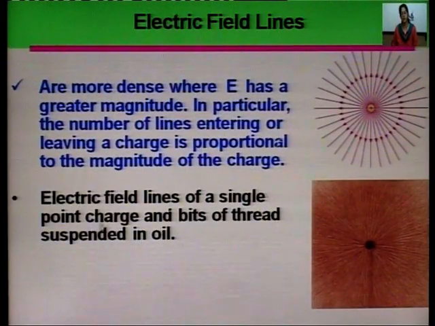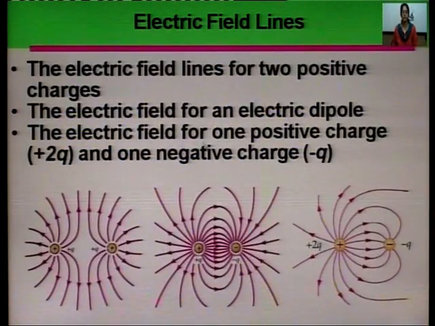Electric field lines of a single point charge, shown with bits of thread suspended in oil, are shown here. So these are electric field lines of a single point charge. It is a positive charge, so the lines are radially outwards. Electric field lines for two positive charges: they are repelling each other.